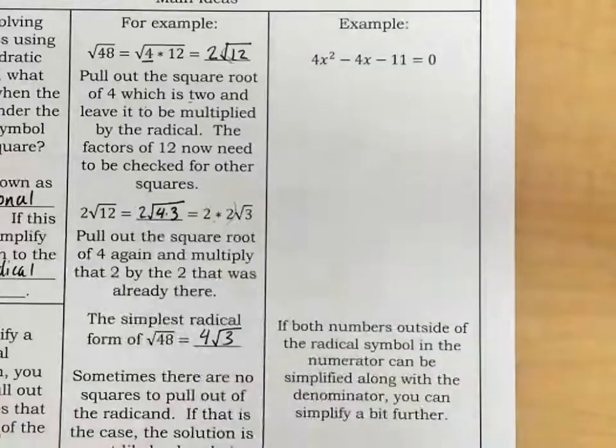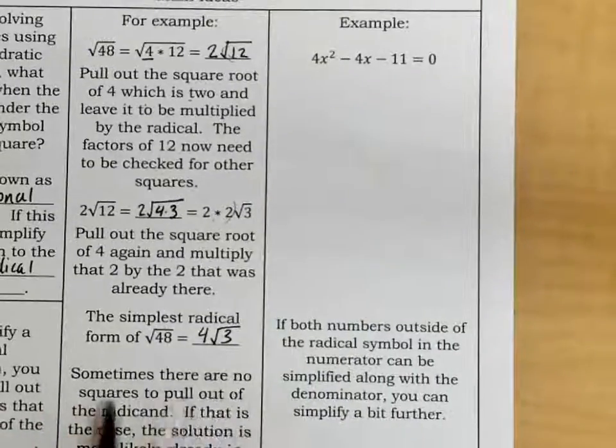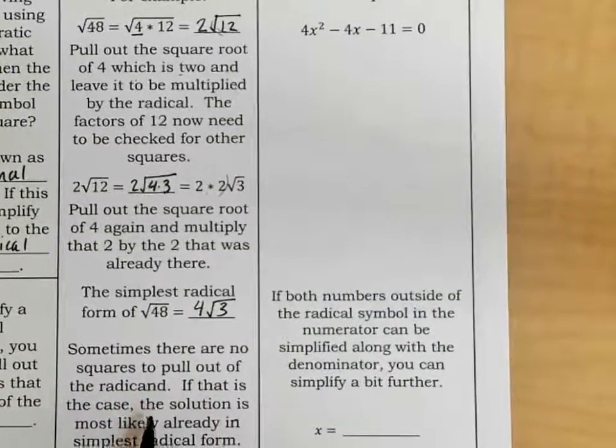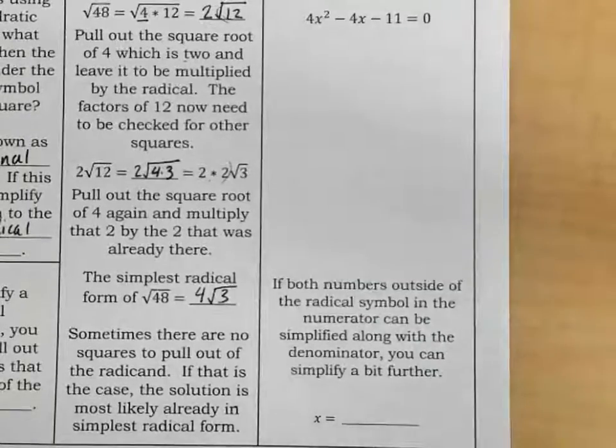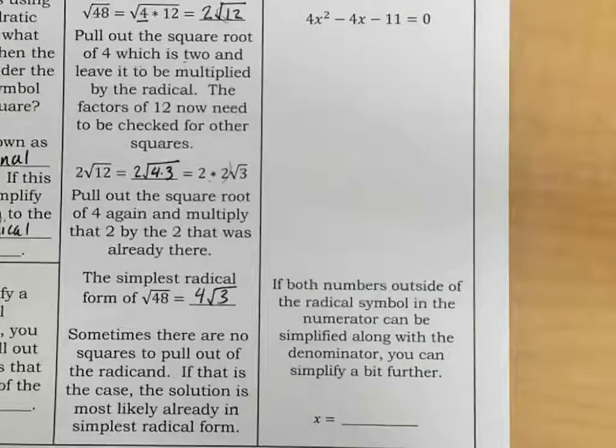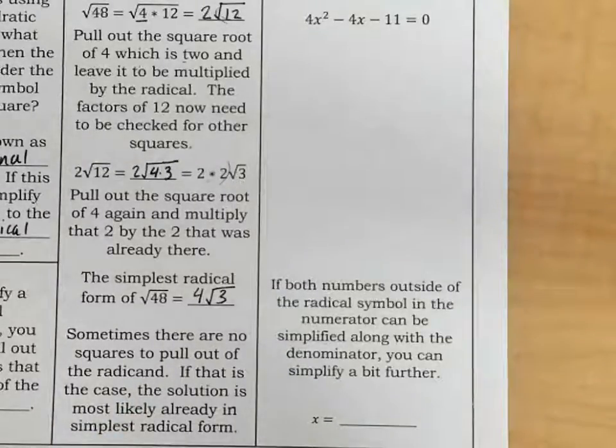And it gets easier the more that you practice this. But you just need to know those factors and work through looking for those squares. So sometimes there are no squares to pull out of the radicand, and if that's the case, the solution is most likely already in its simplest radical form, and that's okay. So just know that you don't always have a square that you can pull out. Sometimes it happens that there's not one.